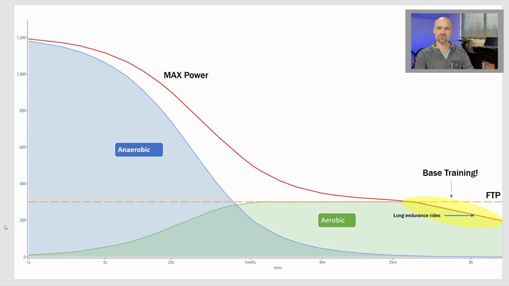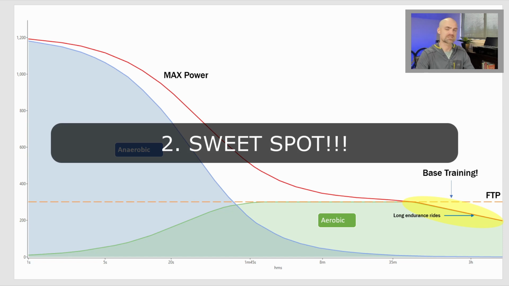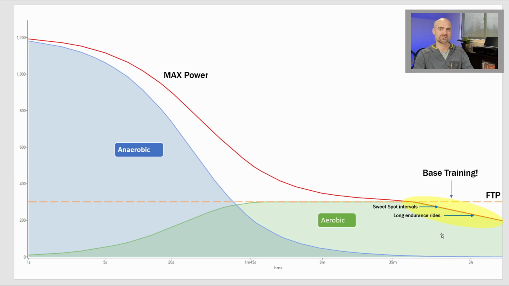But for us mere mortals, and those of us that have other things to do, we can't possibly get around with just long endurance rides all the time. We don't have the time for that. So there is the next type of interval that I really like. It's really my favorite during all of base: sweet spot. So sweet spot is actually challenging this area of the mean max curve, or your power duration curve right here, just slightly below FTP, about 92%, give or take.